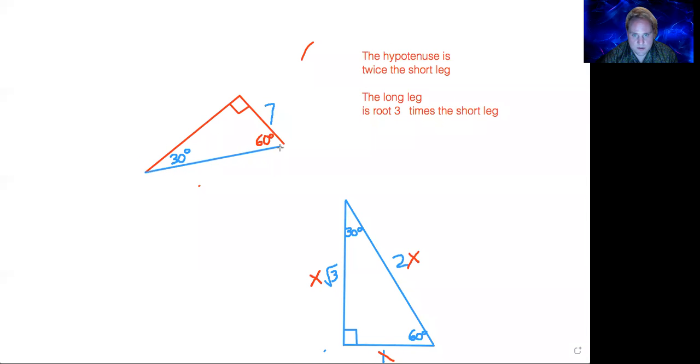Oops, deleting things I don't want there. Okay, so this is 14, and then the long leg is root 3 times the short leg. So I'm going to take the short leg, which is 7, and multiply by root 3.